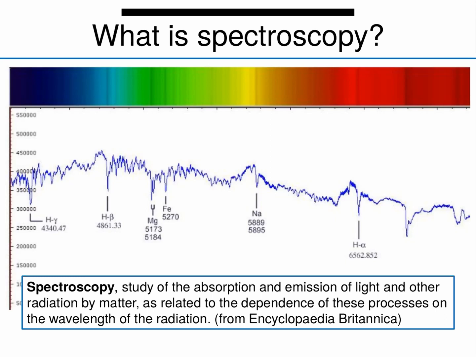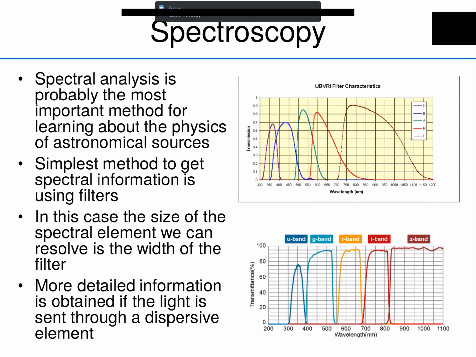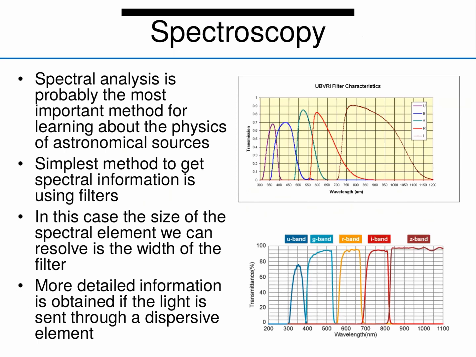If you think of spectroscopy, you want to divide the light into small wavelength bins and study it. This is, of course, the most important method for learning about physics and about the astronomical sources. The simplest way of getting this spectral information would be using filters. Like when we take images with our telescopes, we have filters that select certain wavelengths for our observations. And if you combine many of these filters, you could study the behavior with wavelength.